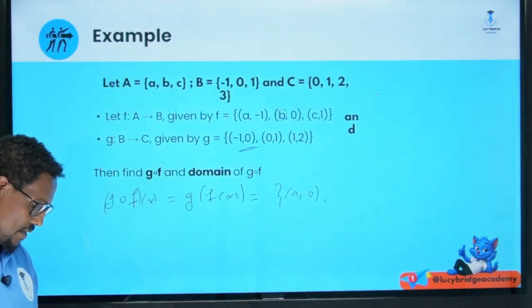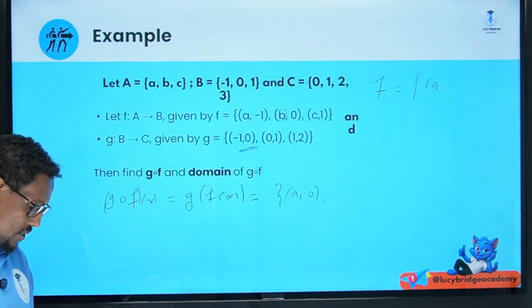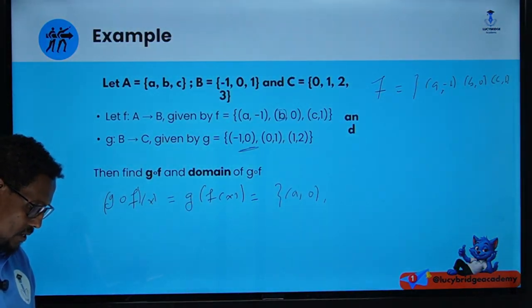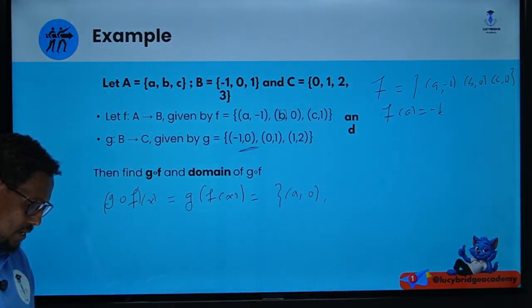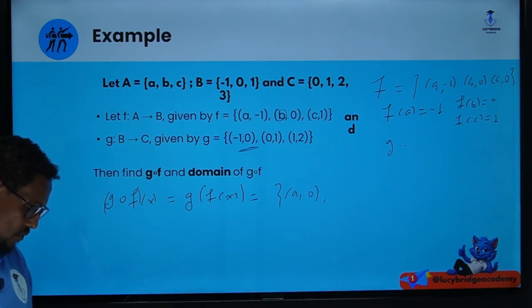Since F(A) = -1, F(B) = 0, F(C) = 1. F of A is equal to -1, F of B is 0, and F of C is equal to 1. Similarly, G of -1 is equal to 0, G of 0 is equal to 1, and G of 1 is equal to 2.